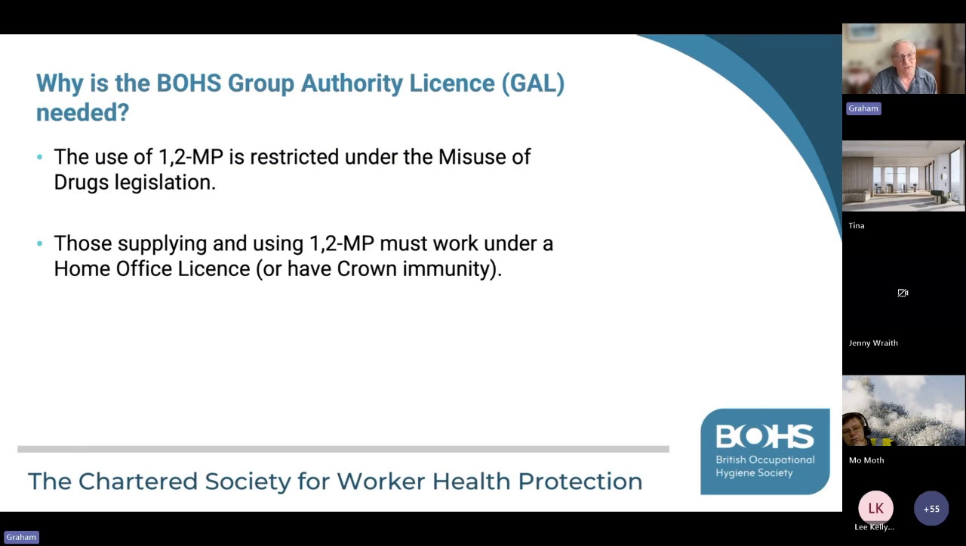The difficulty here, or one of the difficulties, is that 1,2-MP is restricted under the misuse of drugs legislation. So those that supply or use 1,2-MP must work on a home authority licence or have Crown immunity, such as HSE.